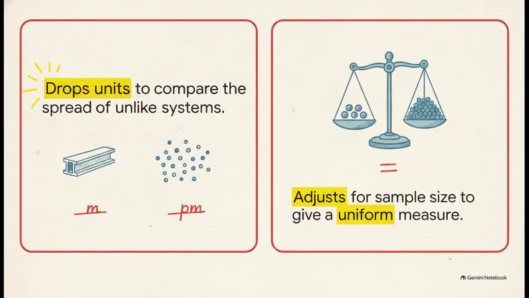So why do we need those final 2 rungs of the ladder? Well, the coefficient of variation drops your units entirely, whether that's meters or parts per million, so that you can compare the spread of totally unlike systems. It's a real game changer for comparative analysis. The standard error, on the other hand, adjusts for your specific sample size. It gives you a uniform measure of variation, meaning you can compare a tiny sample of seawalls in one town with a massive sprawling sample of infrastructure in another.